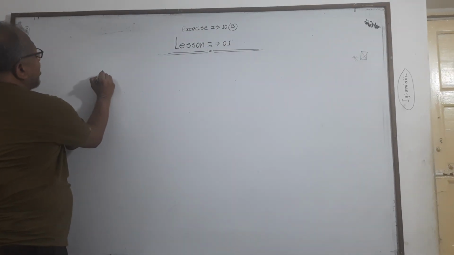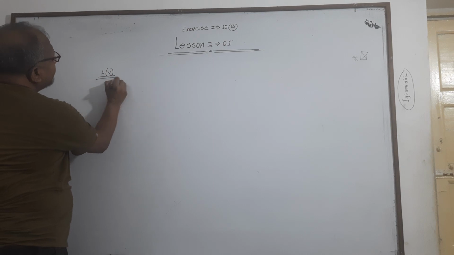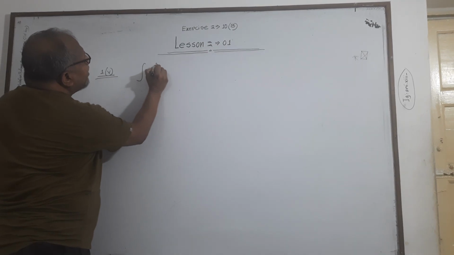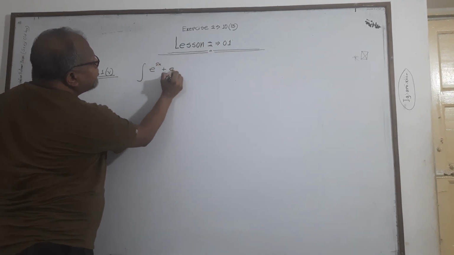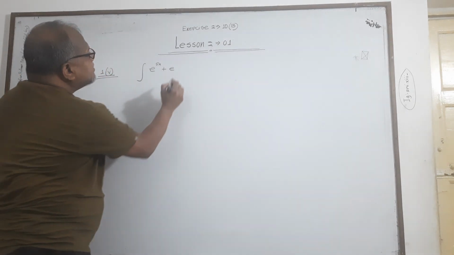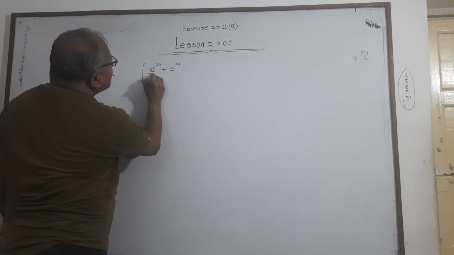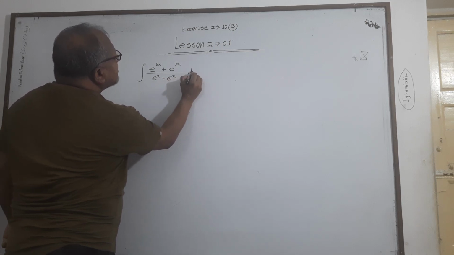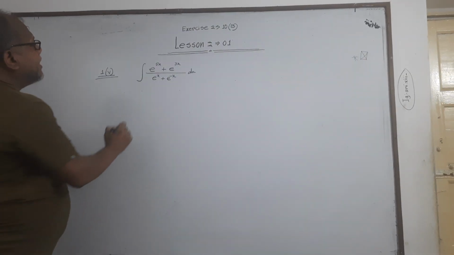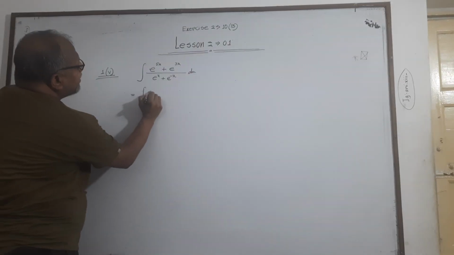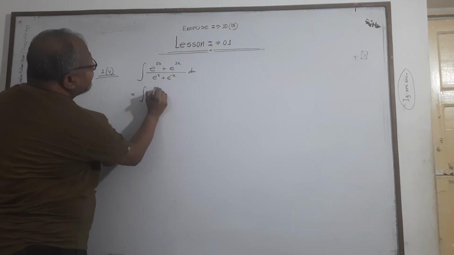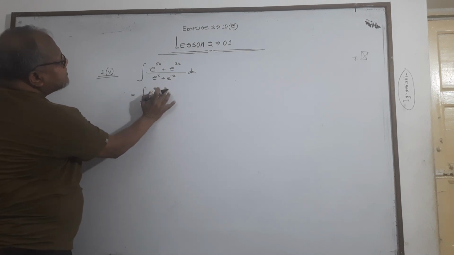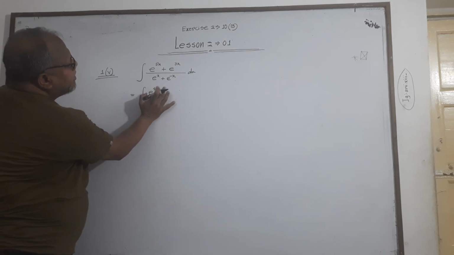Okay, it's number 1 of 5. Integration of e to the power 5x plus e to the power 3x divided by e to the power x plus e to the power minus x into dx. Here I can write e to the power 5x like this: it is 4x plus x, so e to the power 4x into e to the power x.